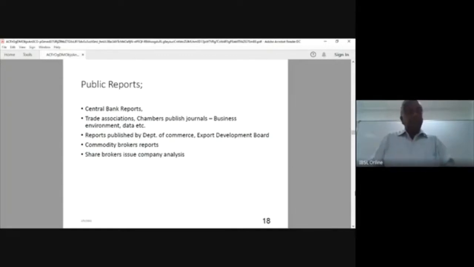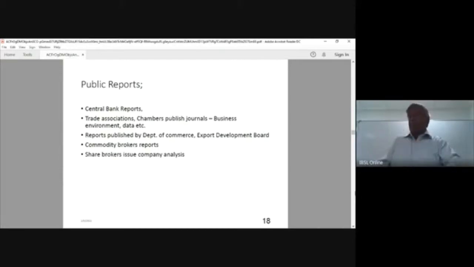The Department of Commerce and the Export Development Board are both there. Then the Commodity Brokers Report, Tea Exporters Association, Commodity Brokers, Rubber Exporters and Coconut reports are available. They will provide you valuable data about the relevant industries. And share brokers issue company analysis.